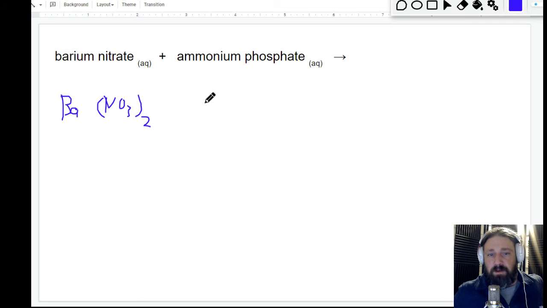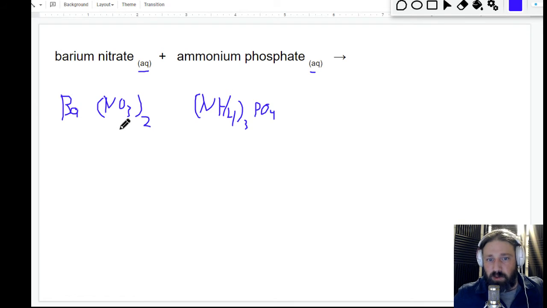Then we have ammonium phosphate. Ammonium is NH4 plus. This is 1 plus. Phosphate is PO4, and it's 3 minus, so I know it's (NH4)3PO4. There we go. And I know both of these are going to be aqueous. I know that because nitrates are always soluble, and ammoniums are also always soluble.